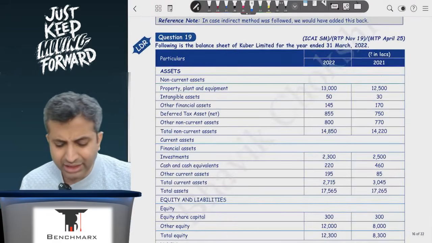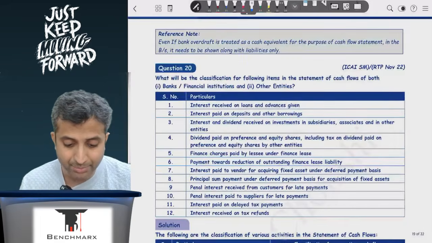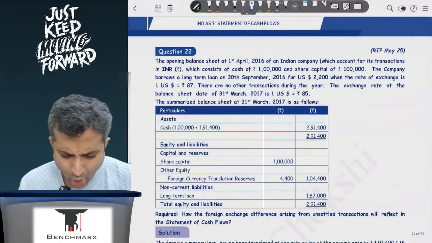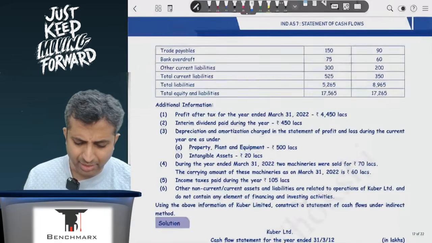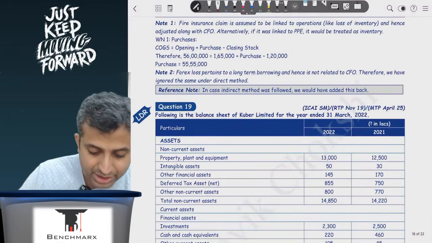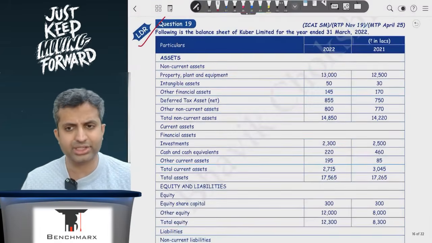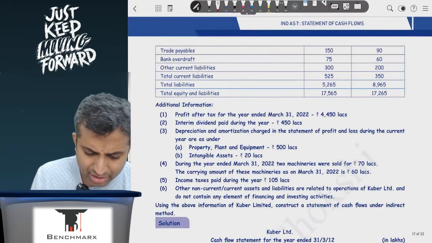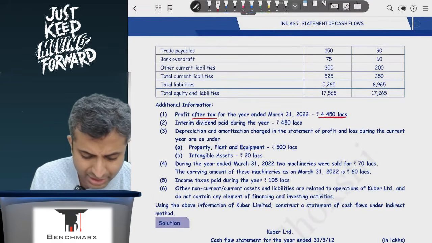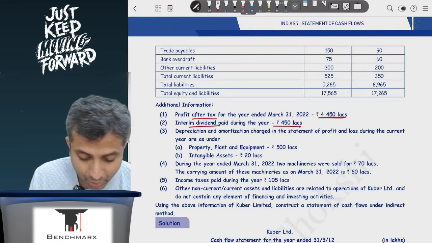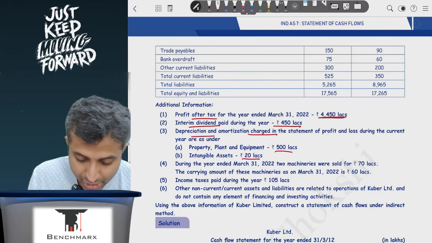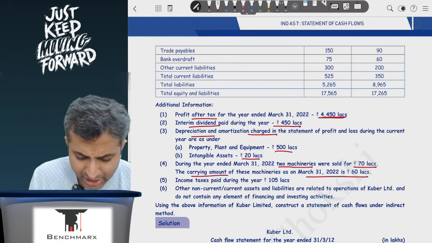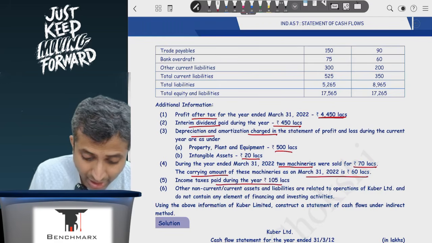Question 18 is there. I mean, 19 can be discussed, but 19 is more of a preparation of cash flow statement. I'll just review 19, but this is one which you should actually pause and try on your own. It is an entire question, but let us say there's an entire balance sheet given over here, and there's a profit after tax which is at 4450. There's an interim dividend of 450. Depreciation and amortization is given to you. During the year, 2 machineries were sold for 70 lakhs and the carrying amount of these machines was 60 lakhs. Income tax paid is given as 105. This is an important thing.